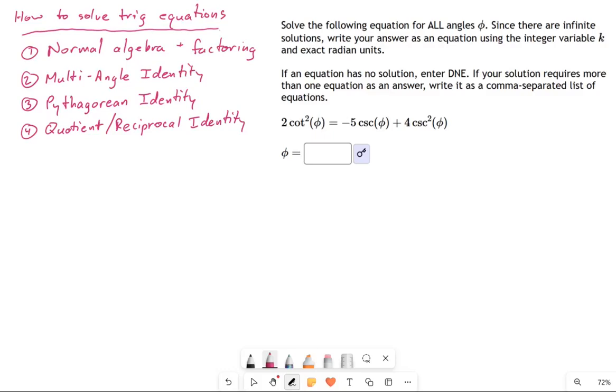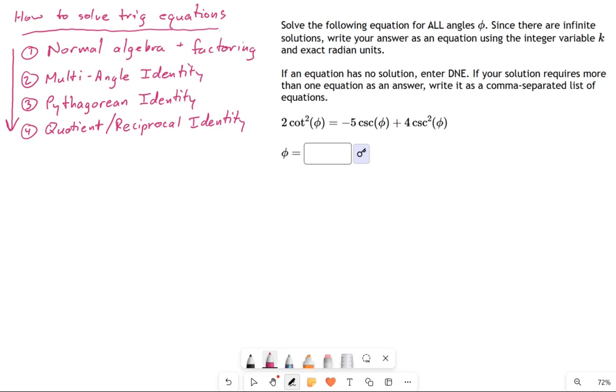As trigonometric equations get more involved and complicated and creative, you're going to have to use methods that are outside the normal algebra and factoring techniques, right? U substitution alone is not going to do it anymore. So I have a list here of things you should try and a pretty good order you should try them in. Generally, if you find that factoring is not working, you should proceed to multi-angle identities, and then to Pythagorean identities, and then to quotients and reciprocal identities in that order, and that'll usually keep you out of trouble.